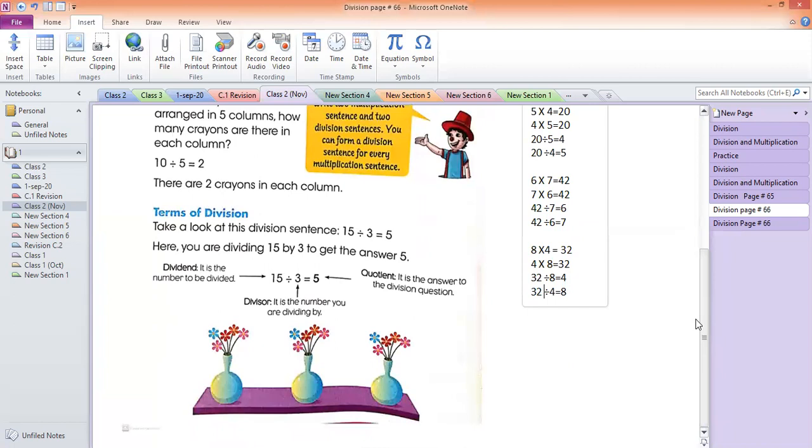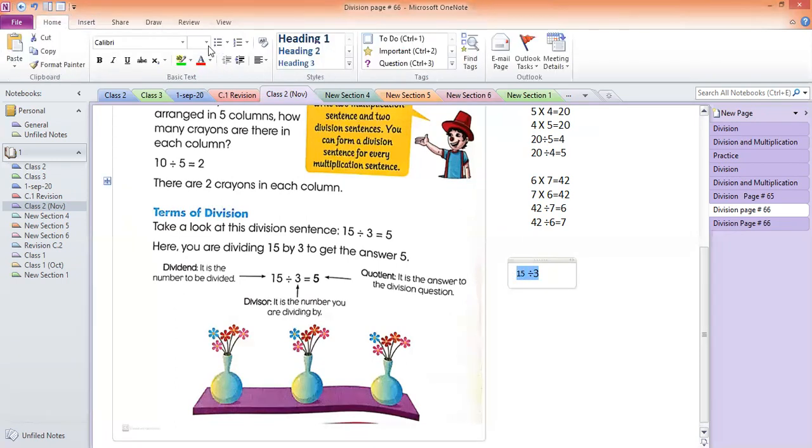Today we are going to learn about the division terms. In division terms, what is the dividend, what is the divisor, and what is the quotient. So take a look at this division sentence. In the example here, 15 divided by 3. I'm going to make it bigger for you. 15 divided by 3.